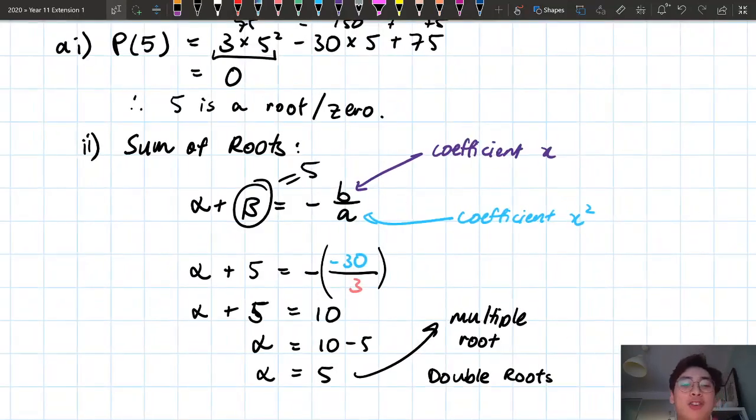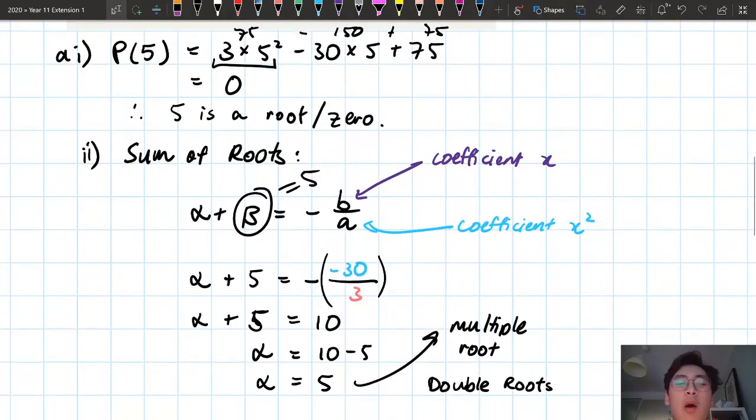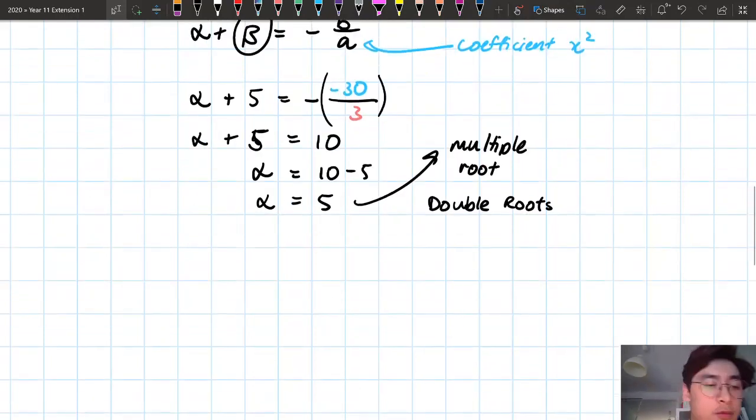Okay, so that's part 2. We used the sum of roots to help us find the other root in our polynomial. Part 3 wants us to use the product of roots to find the other zero. Now, what we should get is essentially the same answer, but we just want to do it in a different way. So let's just use the product of roots this time.